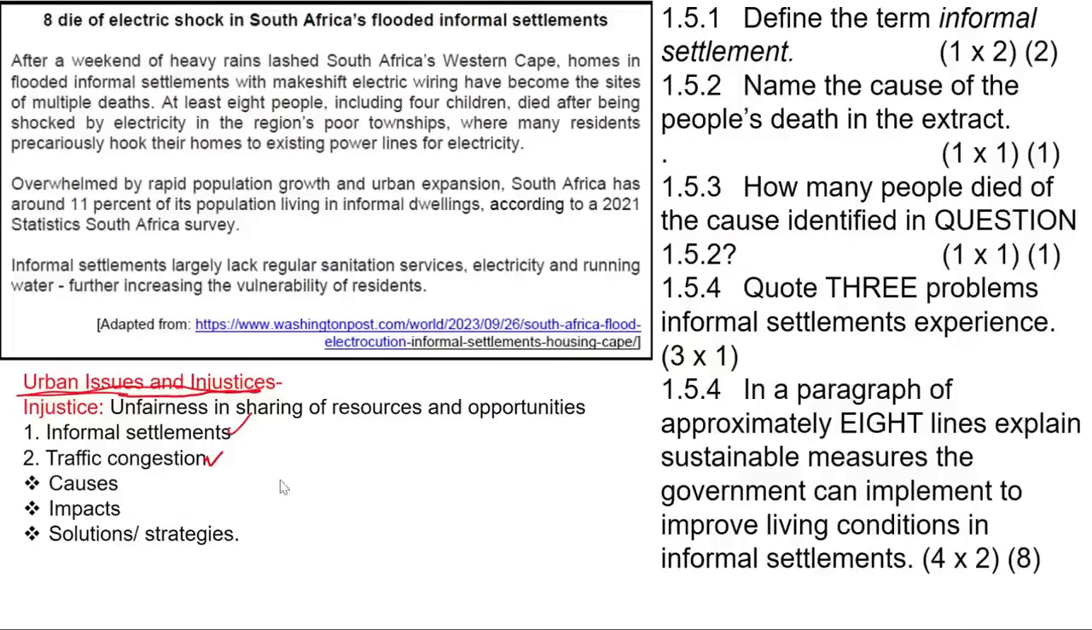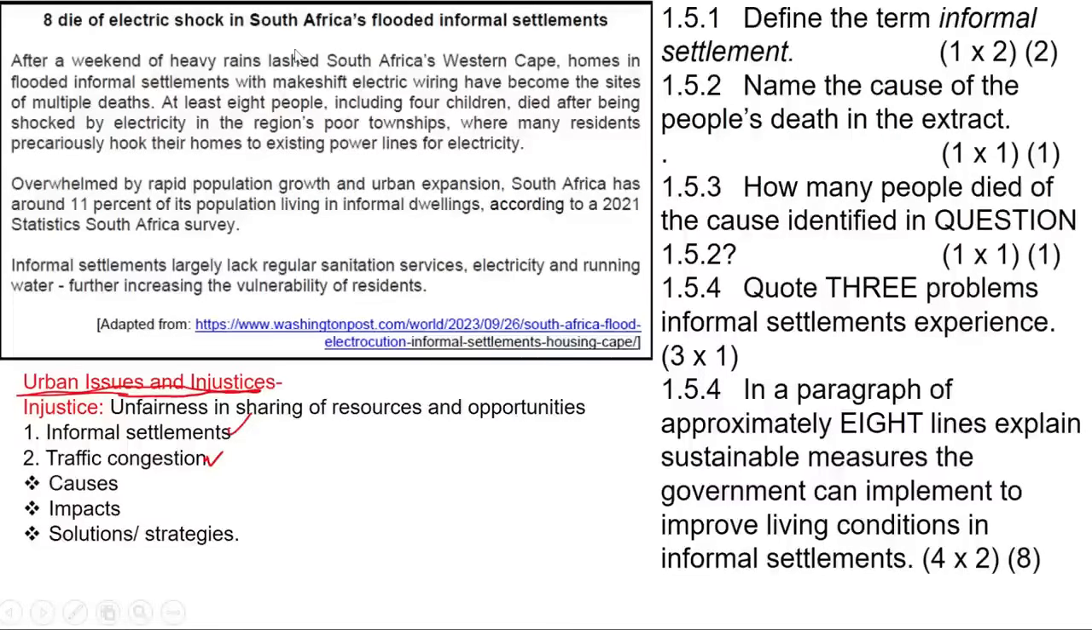And when you speak of urban issues and injustices, an injustice simply refers to the unfair treatment or unfair sharing of resources. You can have social injustice, which will be unfair treatment. And when you're talking about economic injustice, it will be unfair sharing of resources.